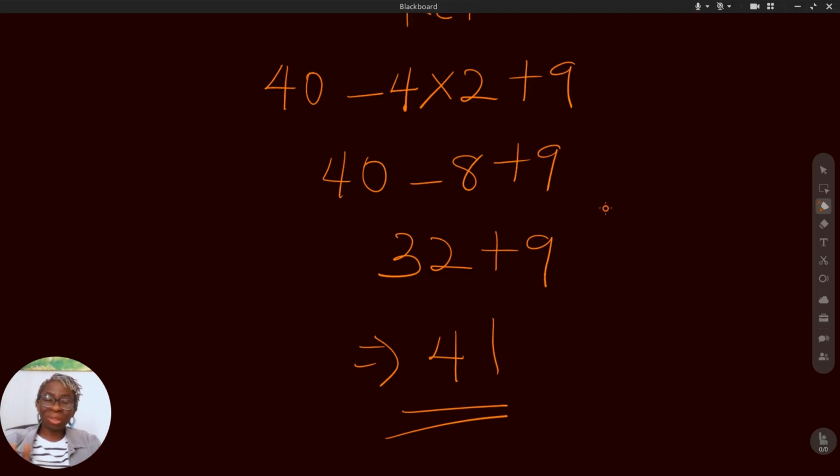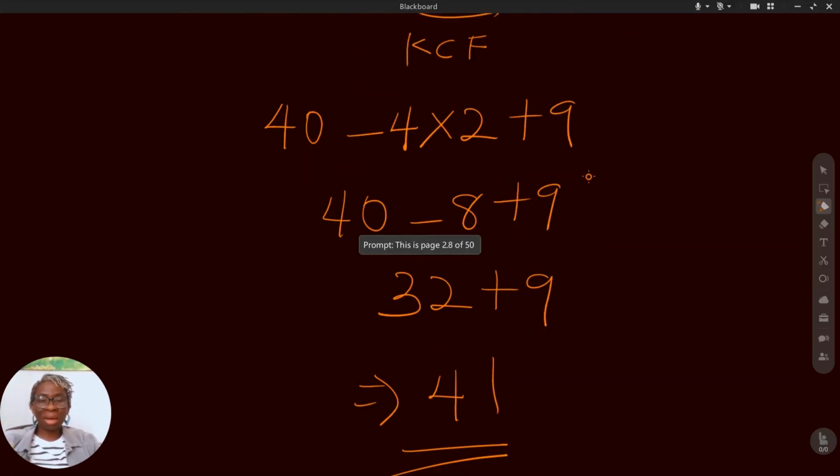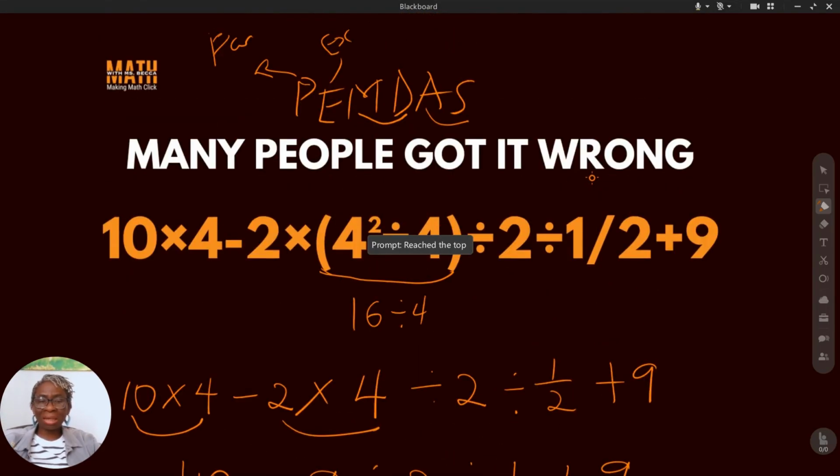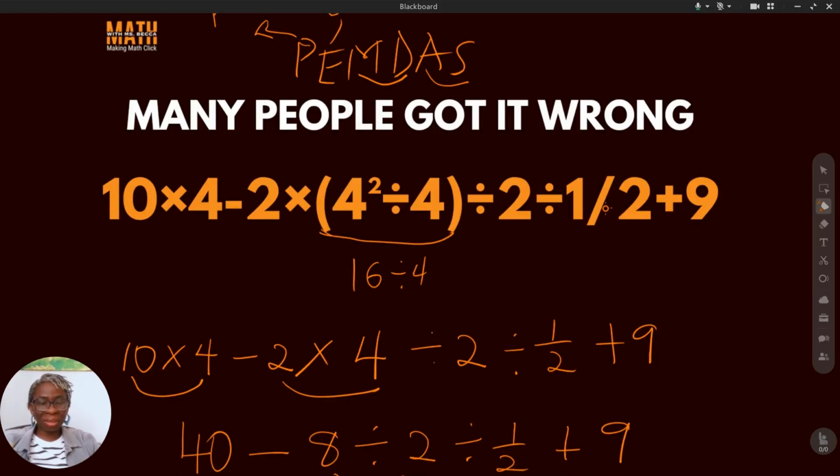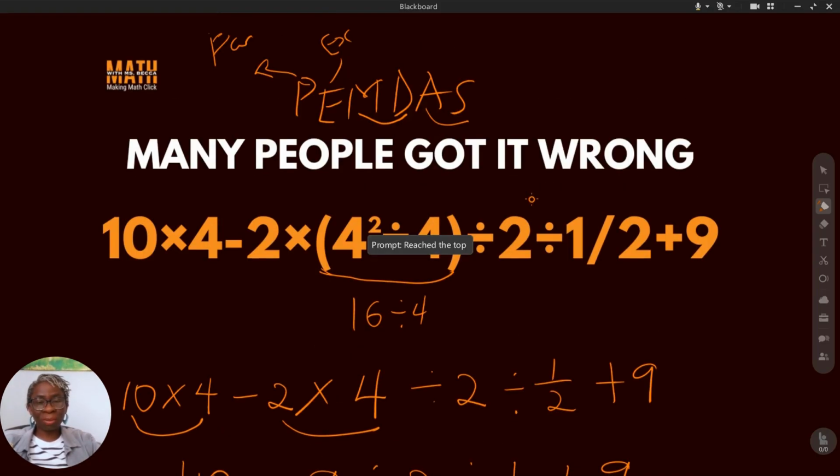So whenever you see questions like this, don't fret. Just take a look at it patiently, take it one step at a time and solve, and you will be able to solve everything. Start by solving what you have in the bracket, that is the parentheses, then solve the exponent, solve multiplication and division from left to right, then solve addition and subtraction from left to right, and you will get the correct answer.